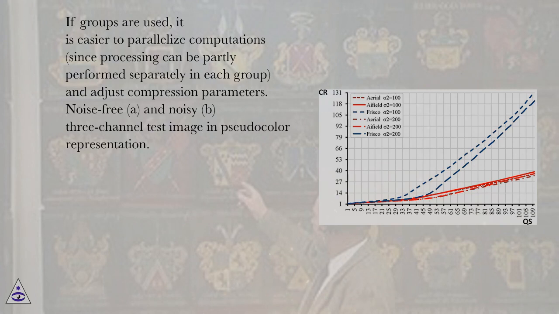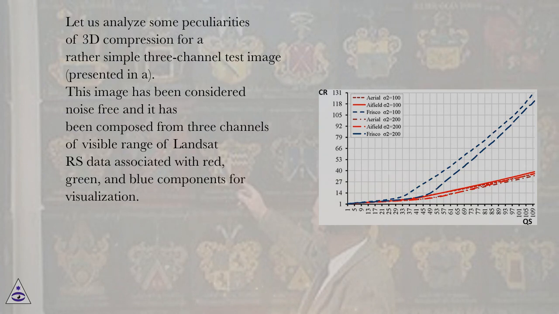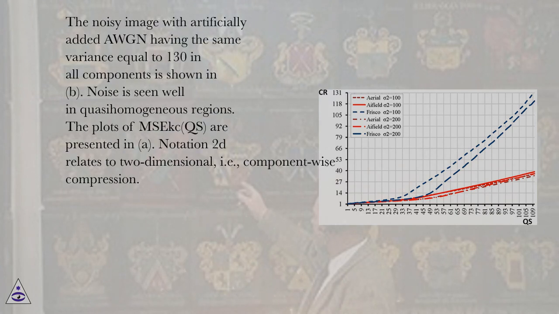and adjust compression parameters. Noise-free, A, and noisy, B, 3-channel test image in pseudo-color representation. Let us analyze some peculiarities of 3D compression for a rather simple 3-channel test image, presented in A. This image has been considered noise-free and it has been composed from 3 channels of visible range of Landsat RS data associated with red, green, and blue components for visualization. The noisy image with artificially added AWGN having the same variance equal to 130 in all components is shown in B. Noise is seen well in quasi-homogeneous regions.